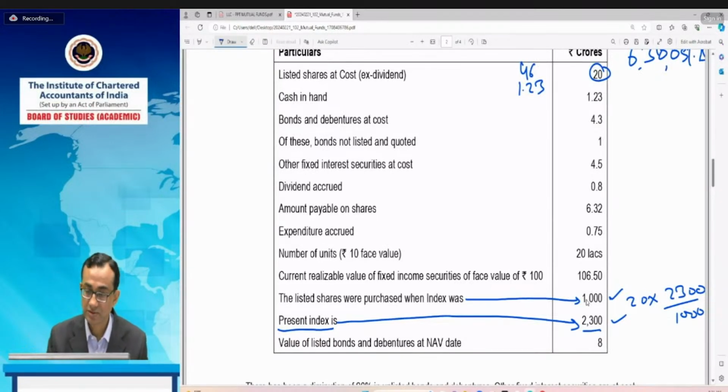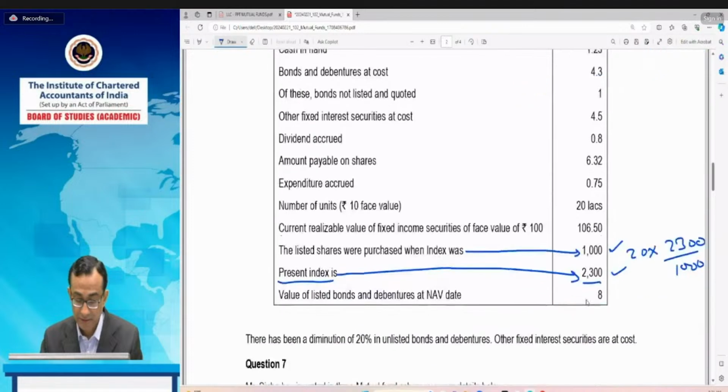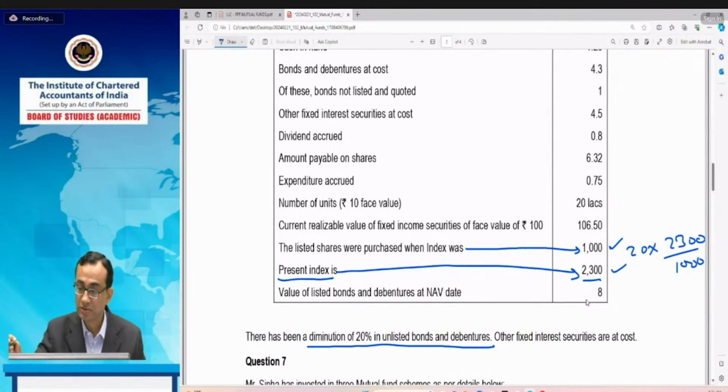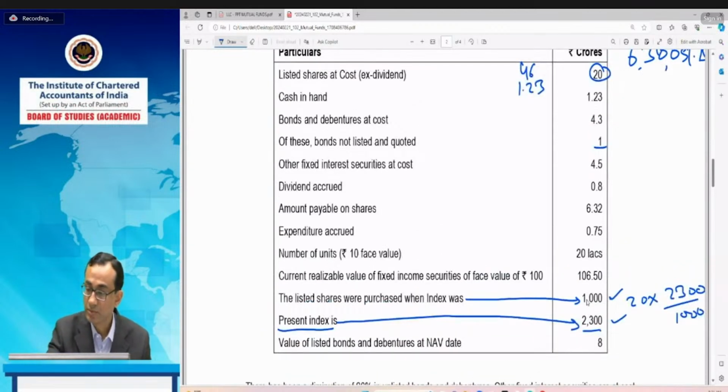So 46 crores is the value of listed shares. Cash in hand is 1.23. Bonds and debentures at cost are 4.3, out of which not listed and quoted is 1. But in the question, it is given that there has been a diminution of 20% in unlisted bonds and debentures. So now the value is 1, which is unlisted, and 20% diminution means 80% remains, so 1 into 80%, that is 0.8. So in this case, 0.80 will be taken.